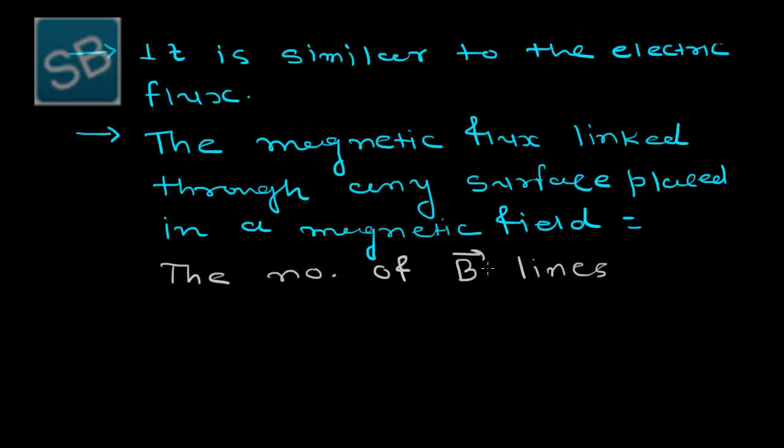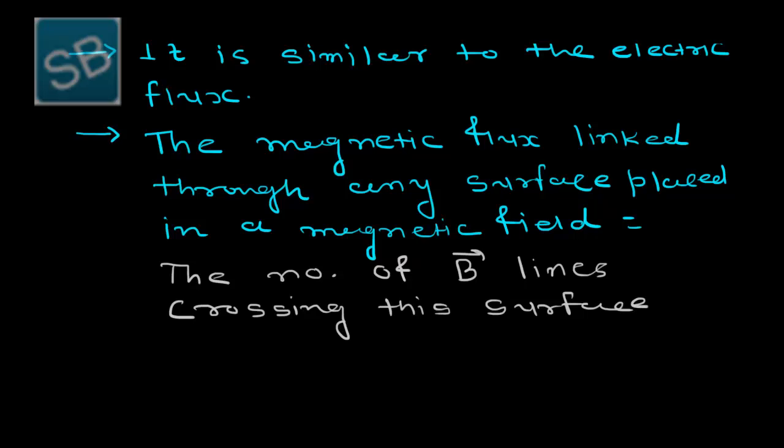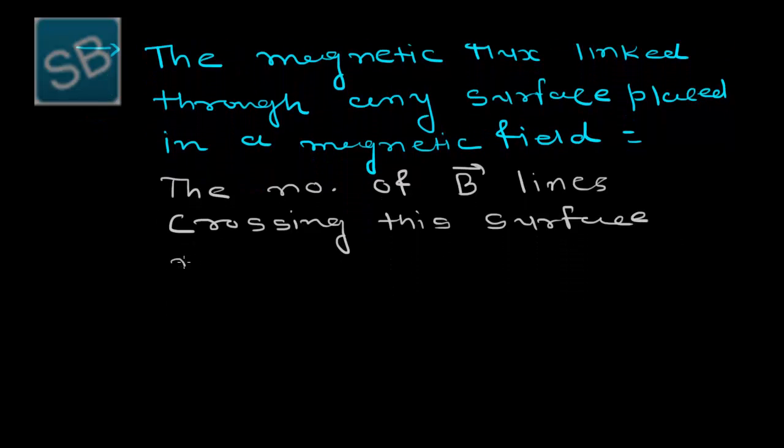I am writing magnetic field directly now as vector B, because you know the magnetic field is denoted by capital B and the vector sign, because the direction is very important in it. Now the magnetic field lines crossing this surface normally. So this is the definition of magnetic flux.